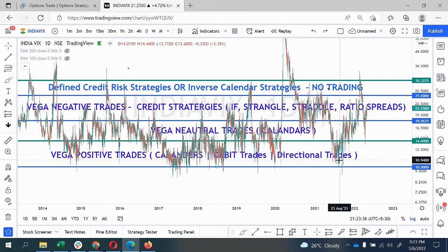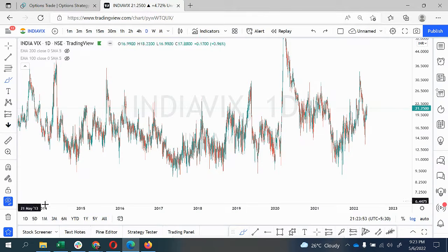So let's say you have deployed a vega positive trade here. Now the VIX is coming down, right? You can just exit the trade, or you end up doing some adjustments in terms of mitigating the loss. But if the VIX goes up, you will get into profit. So this is what, friends, I wanted to explain to you. Let me remove all these things.